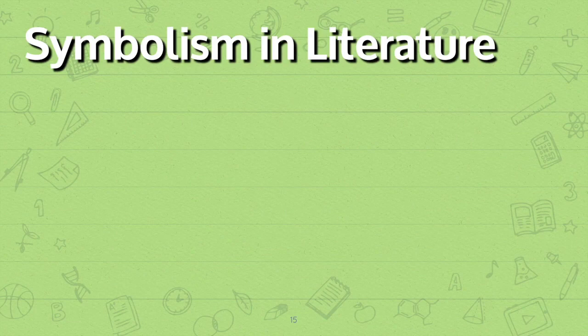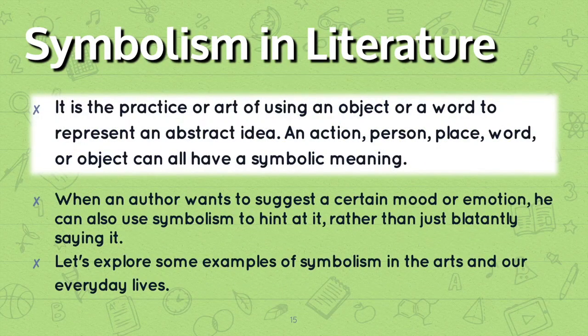Symbolism in literature. It is the practice or art of using an object or a word to represent an abstract idea. An action, person, place, word, or object can all have a symbolic meaning. When an author wants to suggest a certain mood or emotion, he can also use symbolism to hint at it, rather than just blatantly saying it. Let's explore some examples of symbolism in the arts and our everyday lives.